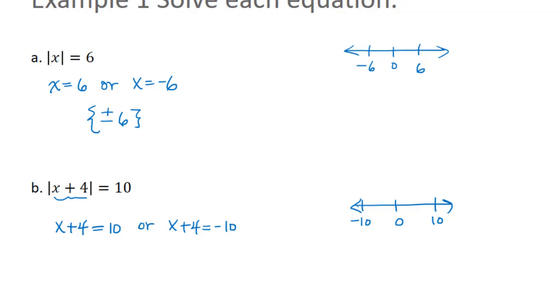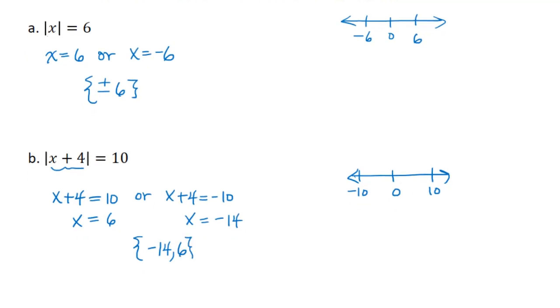So then we solve these. These are two linear equations. We can subtract 4 from each side to get x equals 6, or subtract 4 from negative 10 to get negative 14. So our solution set is negative 14, 6. Remember to write them in order from smallest to largest.